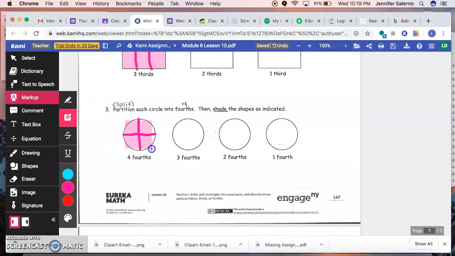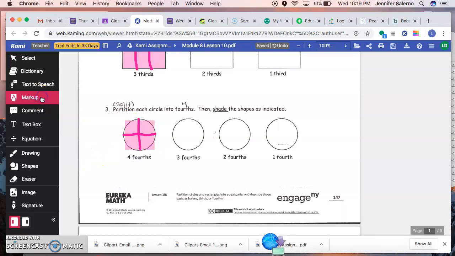Remember that you can, of course, do the drawing tool and color it in, or you could just use the markup tool like I did. So it told me to do 4/4, so I colored in 1, 2, 3, 4, all 4 parts. When you do the rest, again, the very first thing you do is separate them, split them, partition them into 4 equal parts, and then you need to shade in the number that they're telling you underneath.